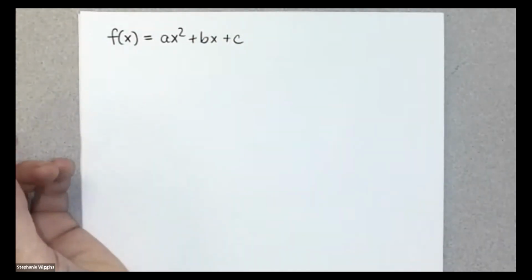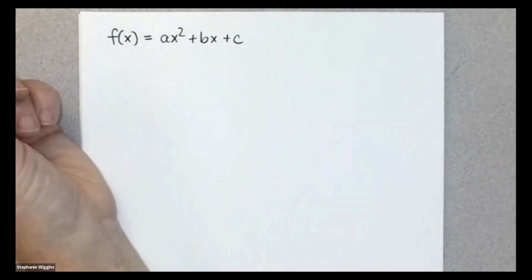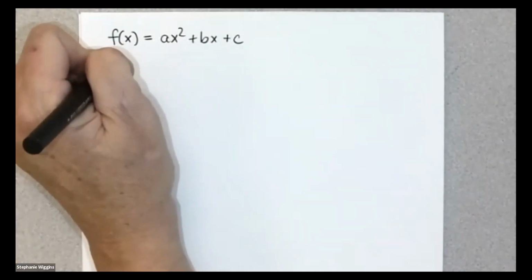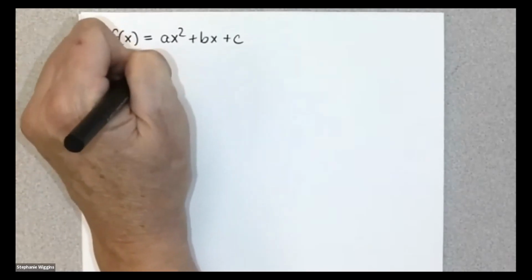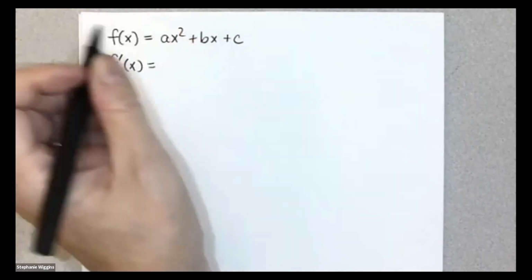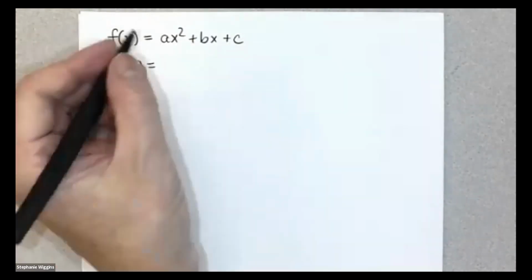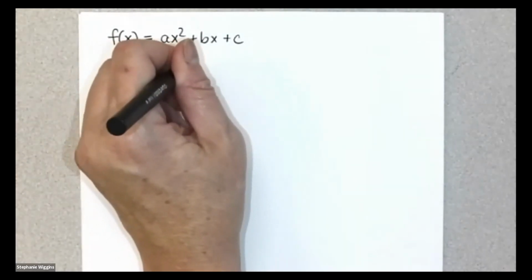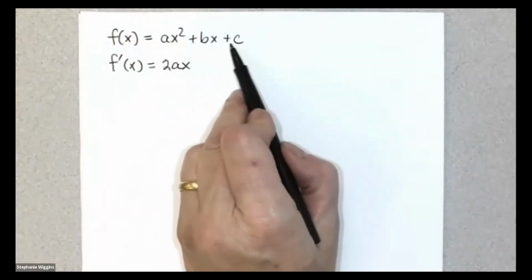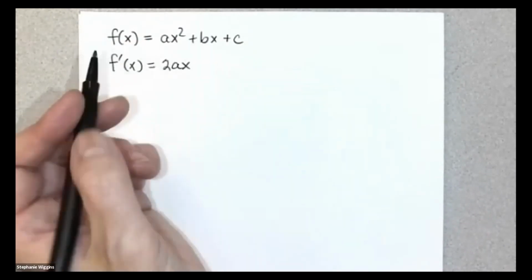So here we have our quadratic function. We don't know what a, b, and c are, but it doesn't matter. We take the first derivative. You take your power, multiply it by your constant in front. And here is the linear piece. So the derivative is the slope, which is b.